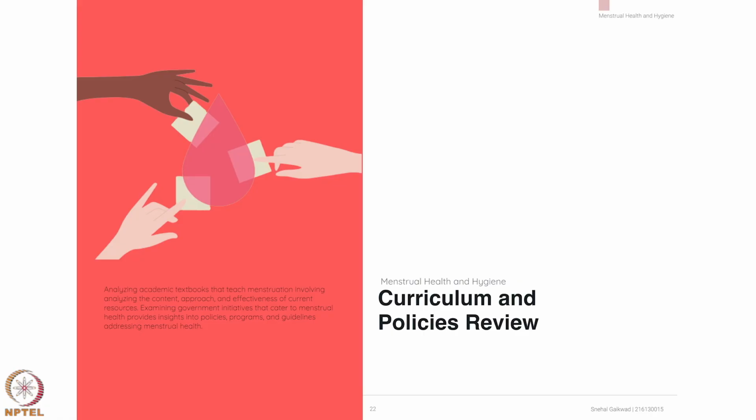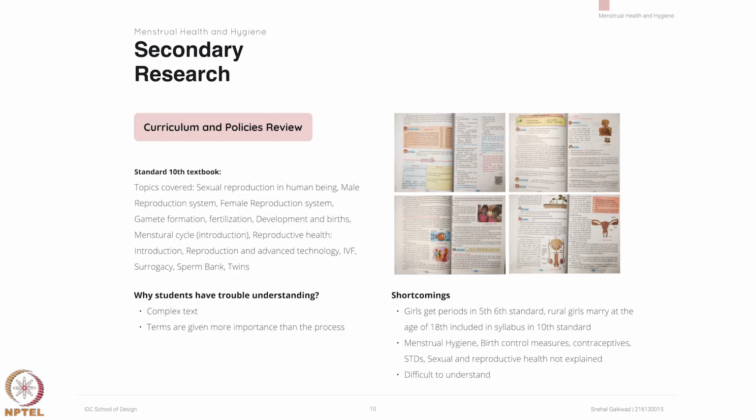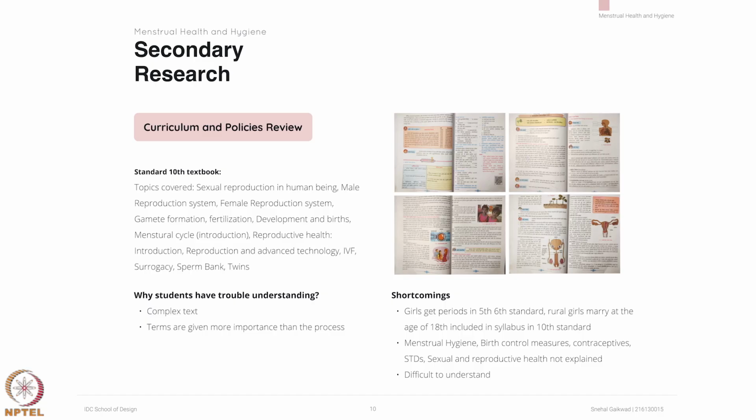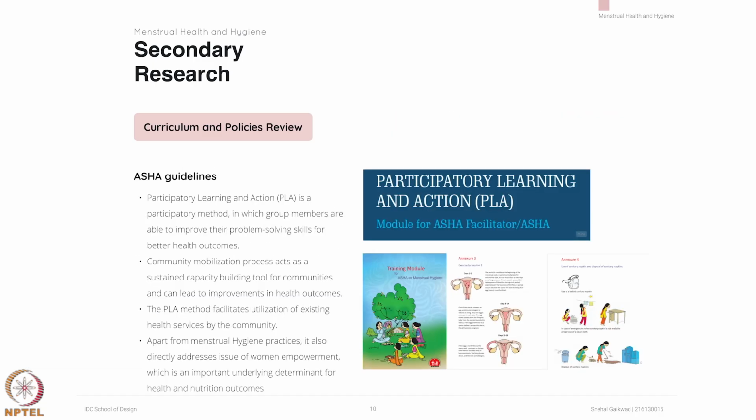Then I looked at what our state board curriculum teaches about menstruation. So menstruation is introduced in 10th standard, but girls get periods in 6th standard. So in this 4-year gap, all they know is from their mother or their friends, or from the internet, which is half knowledge. Then I looked at what the government policies are.